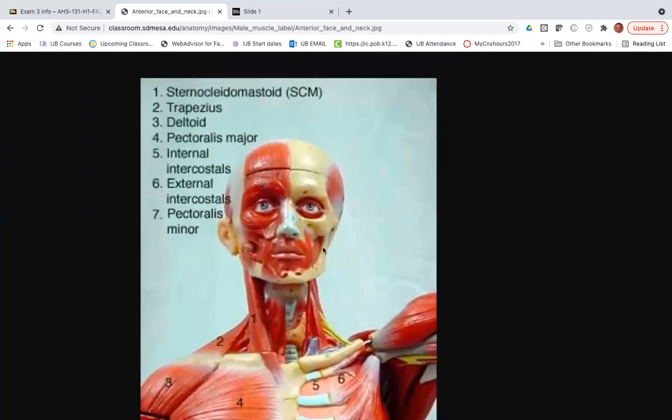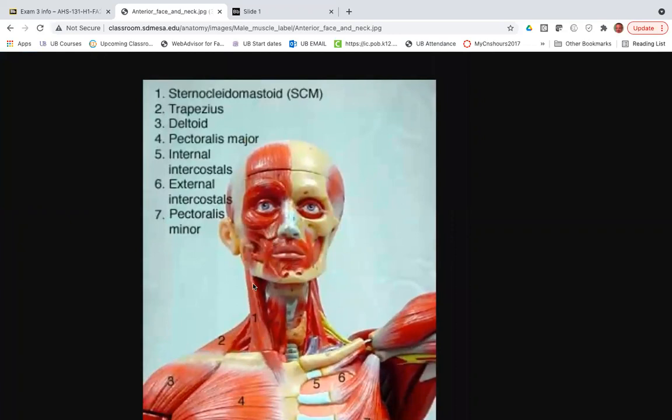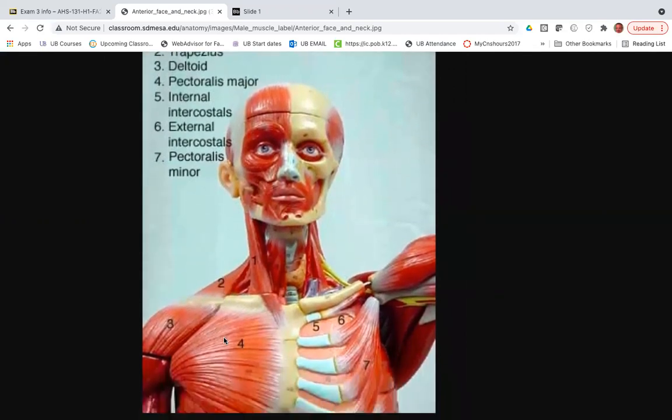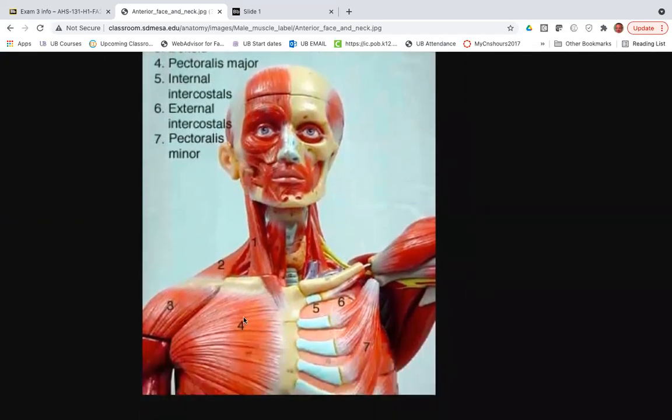Okay, let's see what we have labeled here. Number 1 is the SCM, sternocleidomastoid. Number 2 is the upper trapezius. Number 4 is pec major. Number 7, pec minor, going from the upper ribs to the coracoid process. And number 3 is the anterior deltoid. Up here, frontalis, orbicularis oculi, orbicularis oris.